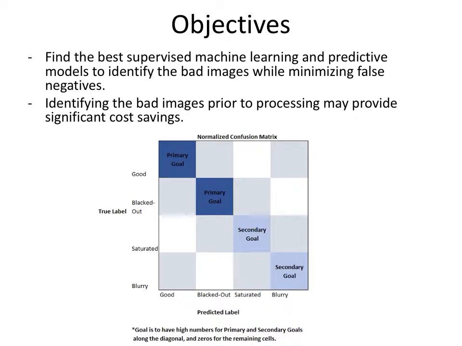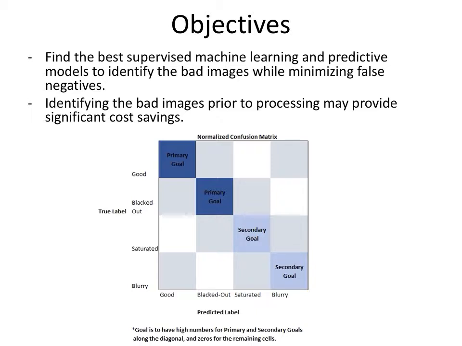And so the objective is we want to define the best supervised machine learning and predictive models to identify bad images while minimizing false negatives. We don't want to throw out a lot of good images with those. And by bad images, I'm talking about blacked out, saturated, or blurry. And identifying the bad images prior to processing may provide significant cost savings.